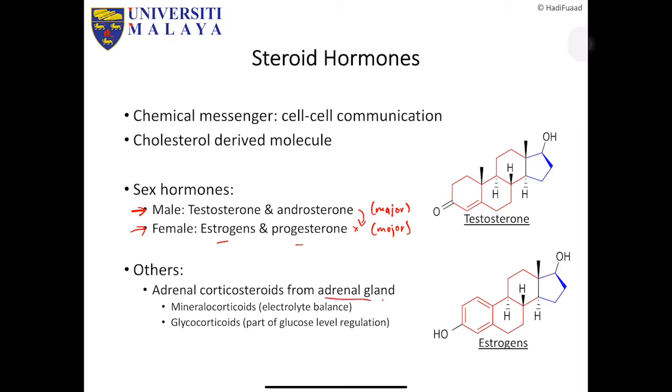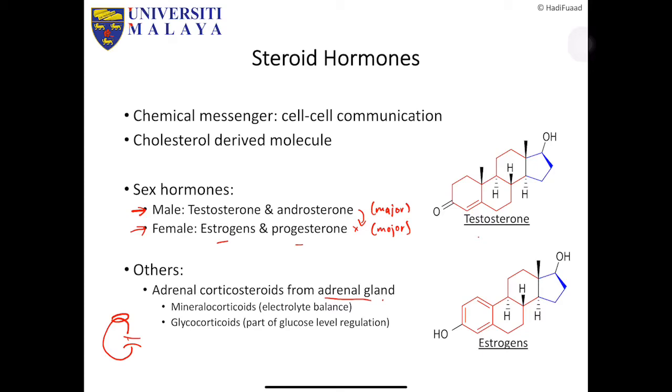The adrenal gland is located just above your kidney. So when you have your kidney beans like that, the adrenal gland sits on top of your kidney. It produces mineralocorticoids for electrolyte balance, and glucocorticoids, which are part of glucose level regulation.